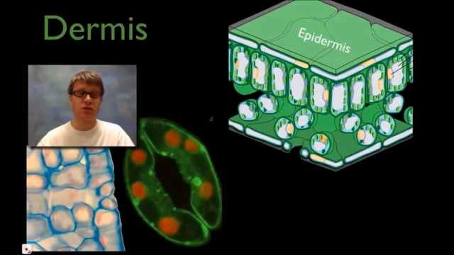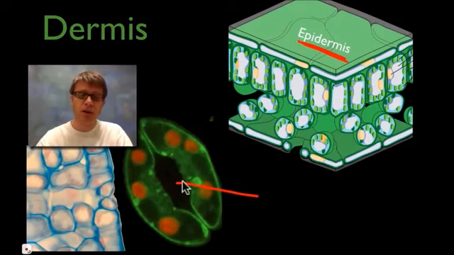So let's start with the dermal tissue. Dermal tissue, for the most part, is going to be epidermis. So right here, we're looking at a cross-section of a leaf. So this would be dermal tissue on the top and on the bottom. The guard cells also make up part of that. And the guard cells, you can see a zoomed in version of it right here.